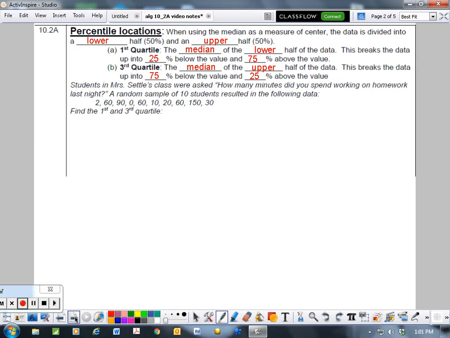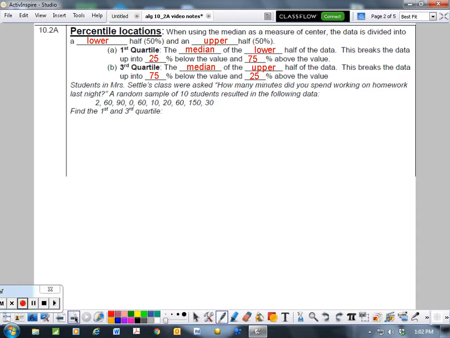Then for our third quartile, that's when we find the median of the upper half of the data. And this breaks the data up into 75% below and 25% above. So 3/4 below of that. That's why it's called third quartile, for third quarter. And then everyone always asks me, what is your second quartile? Well, that's the median to begin with, because the median breaks it up into 50 and 50.